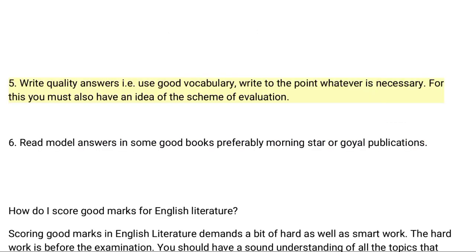5. Write quality answers, i.e. use good vocabulary, write to the point whatever is necessary. For this you must also have an idea of the scheme of evaluation. 6. Read model answers in some good books, preferably Morningstar or Goyle publications.